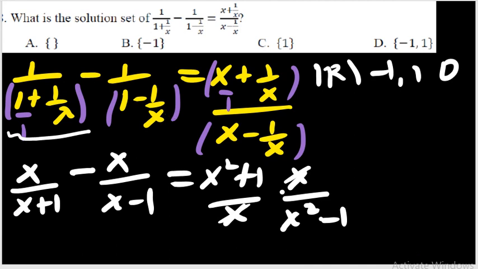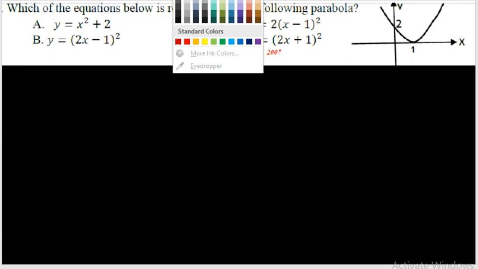So the answer will be just A. Okay, let's go to the next question. The next question is about parabola. As you see here, this parabola is a vertical parabola and it's upward.